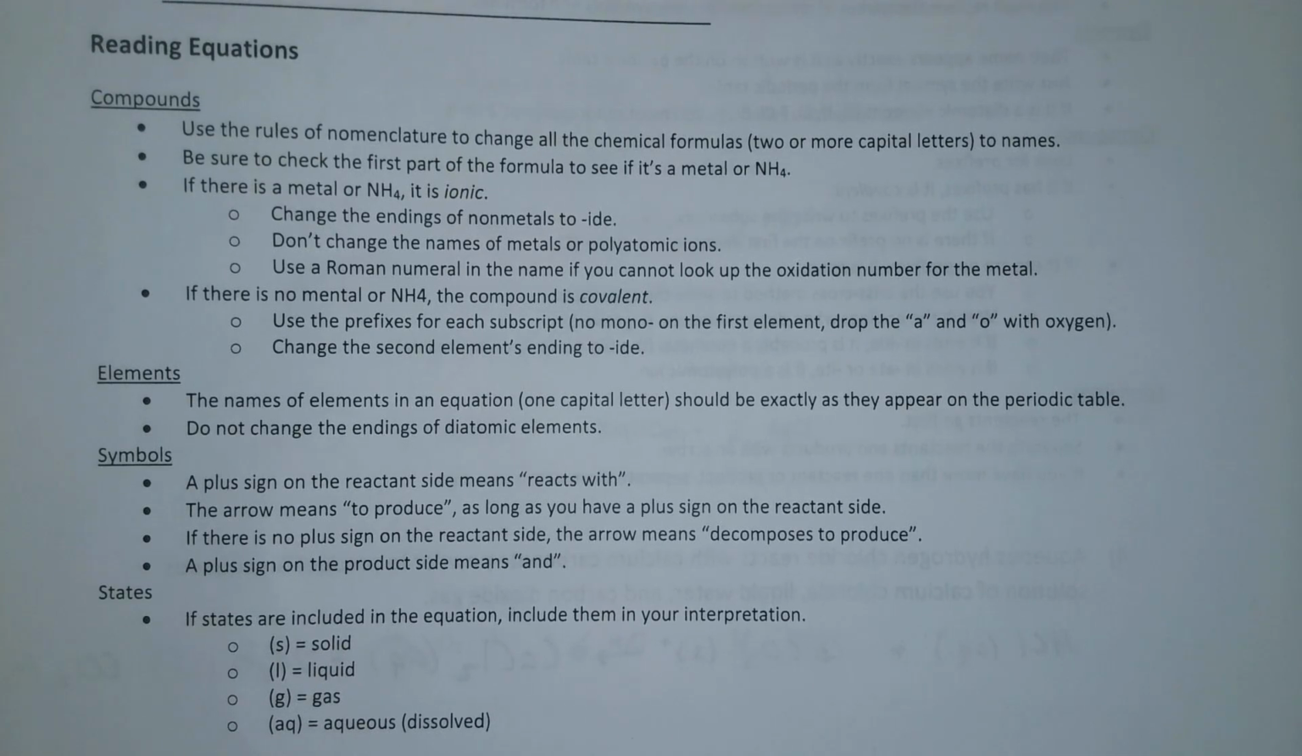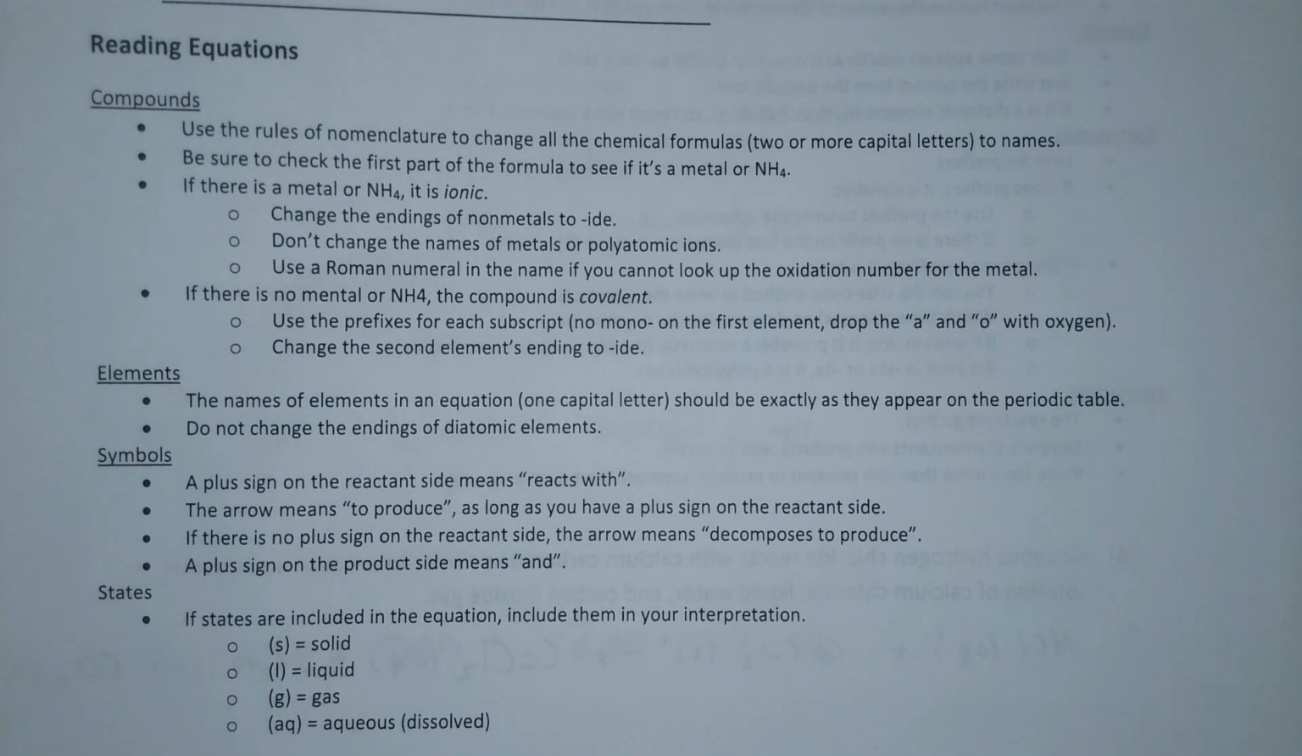So the first thing we did in class was learn how to read and write chemical equations. By reading a chemical equation, that means interpreting it or taking the chemical equation and writing a sentence from it. Now, I'm not going to go through and read all these points to you. But again, these are some of the key things you have to remember.